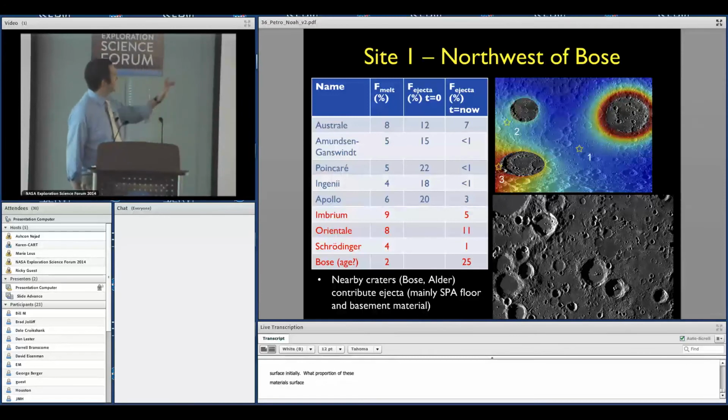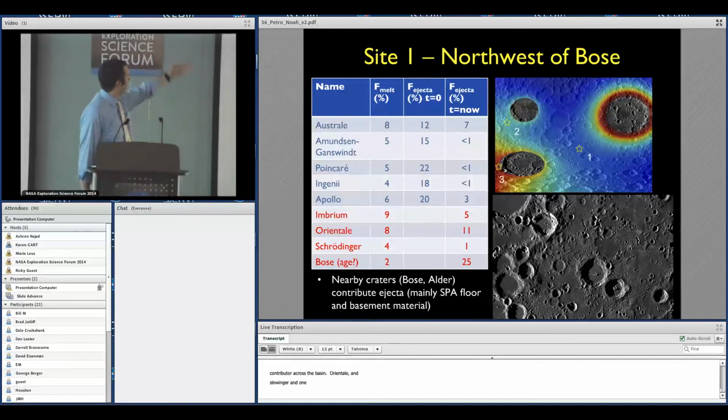So let's look at the first site, this location southwest of Bose, sort of in the center of the basin. Again, we have the fraction of melt from the basins that we talked about before, and I include some of the larger, more recent basins just as a basis of comparison. We've got, obviously, Imbrium, as I said, is a major contributor across the whole moon. The Oriental Basin, which is relatively close to SPA, and of course the very young Schrodinger Basin as well, also within SPA. And I include one of the more recent smaller craters.